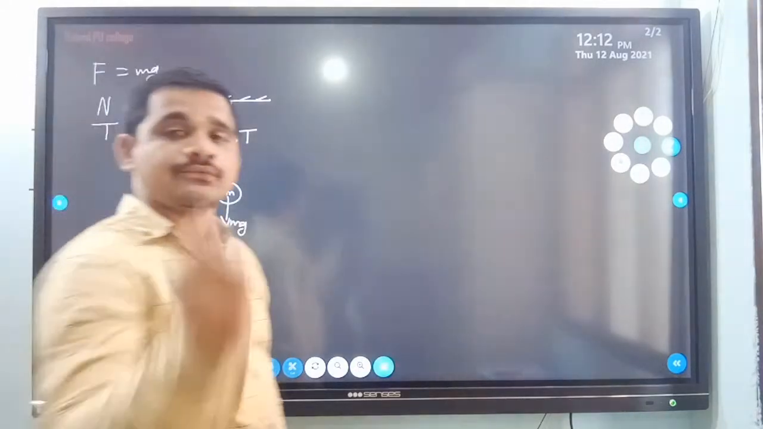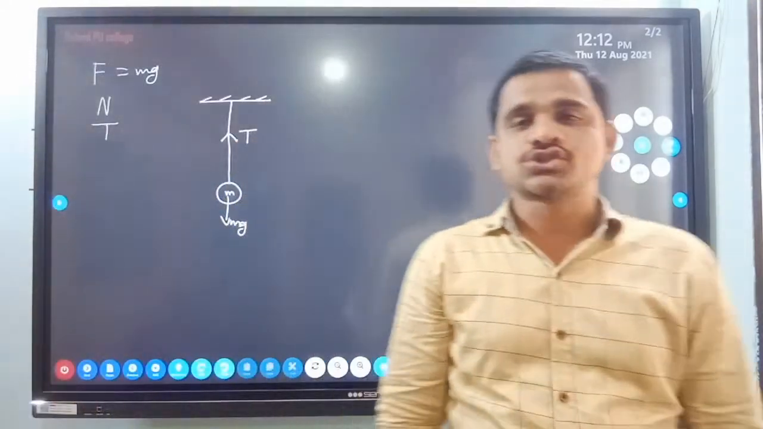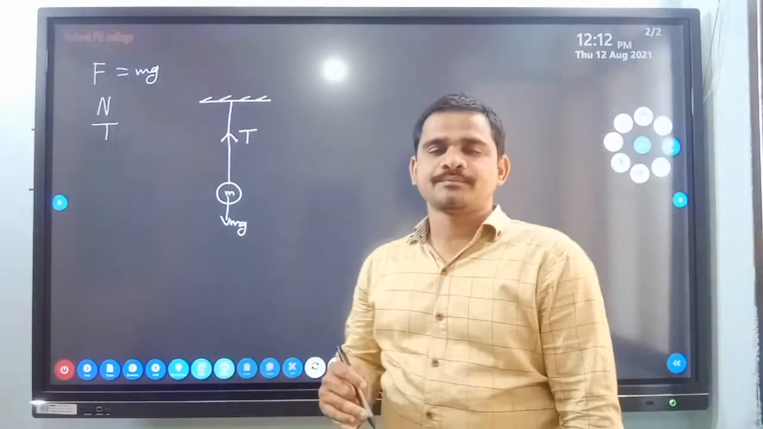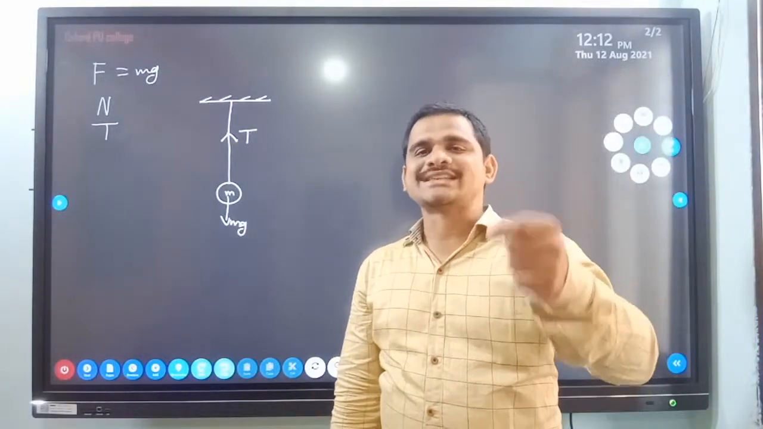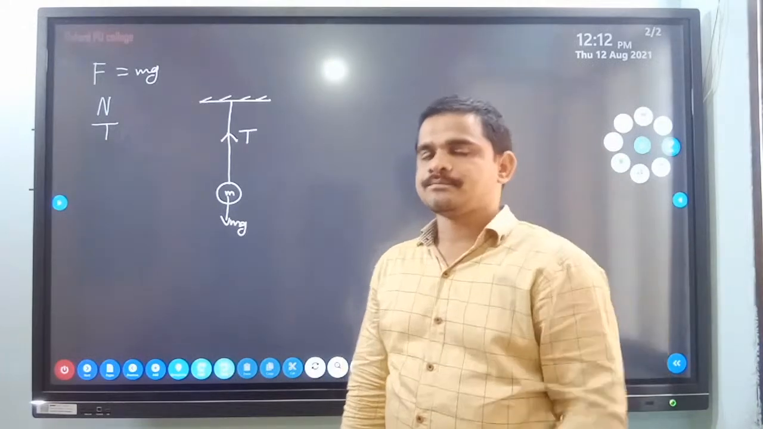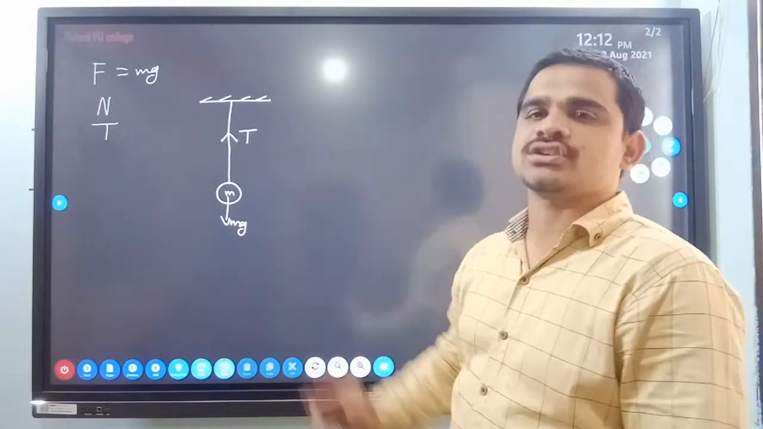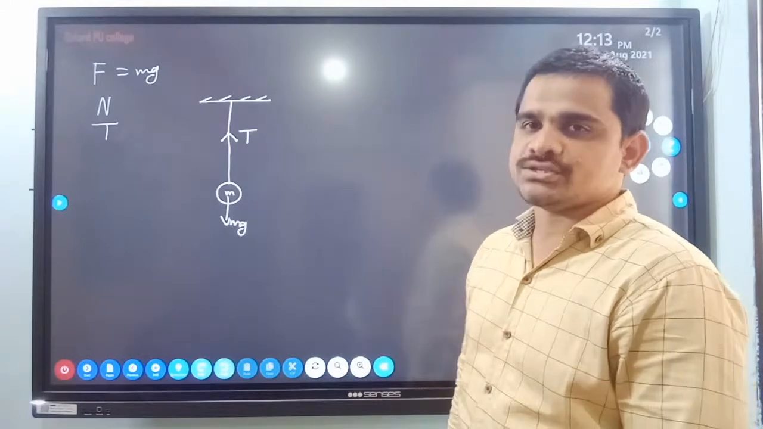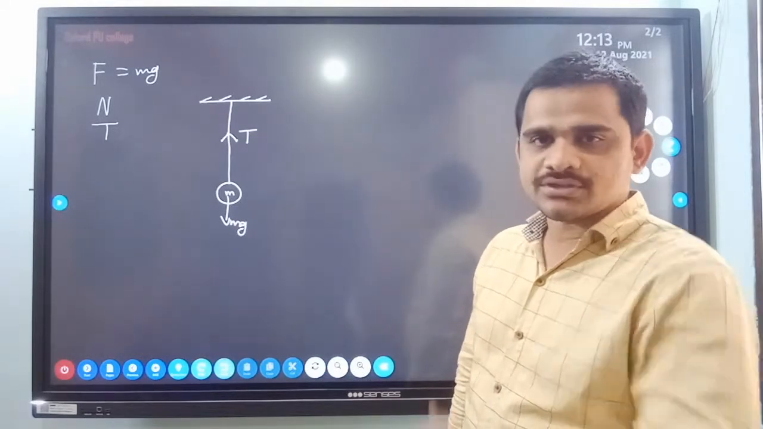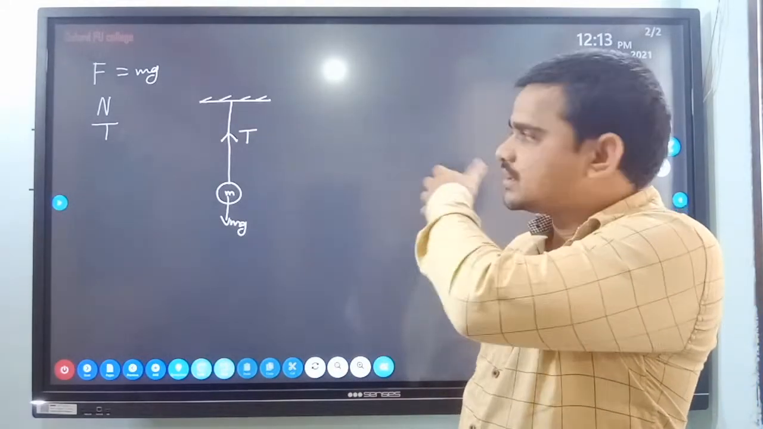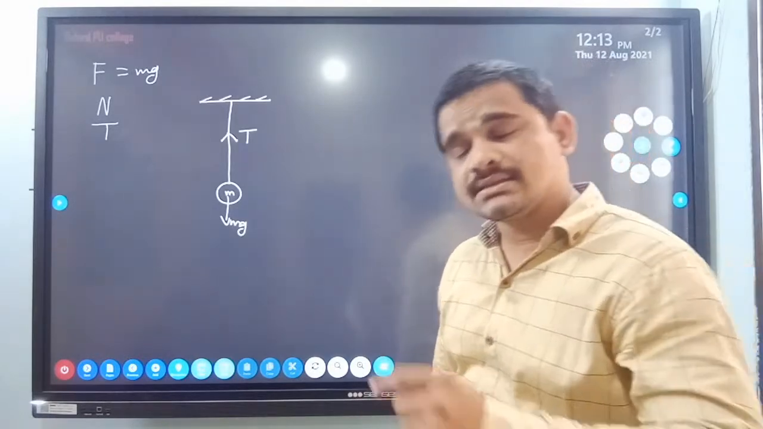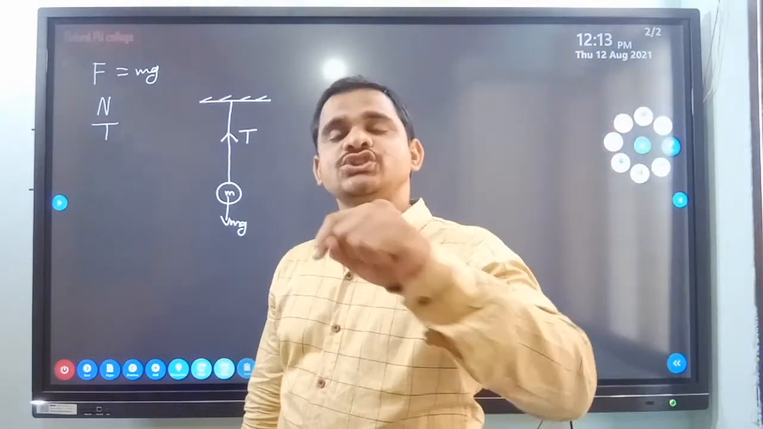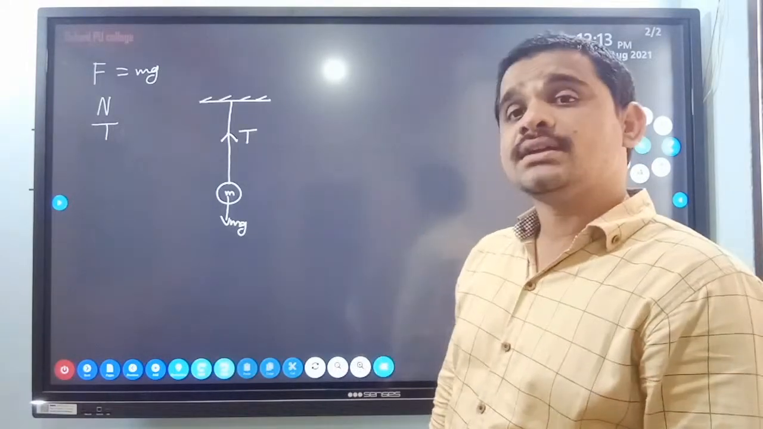The one force acting is tension, the tension in the string. Some tensional force acts in the string. Here, T is equal to mg. So this is the tension in the string. This force which acts in the string is a tension.